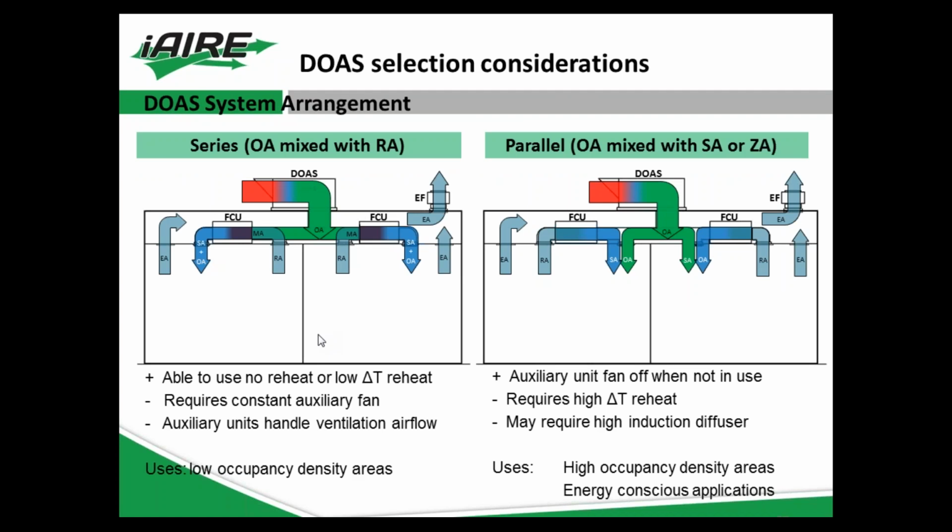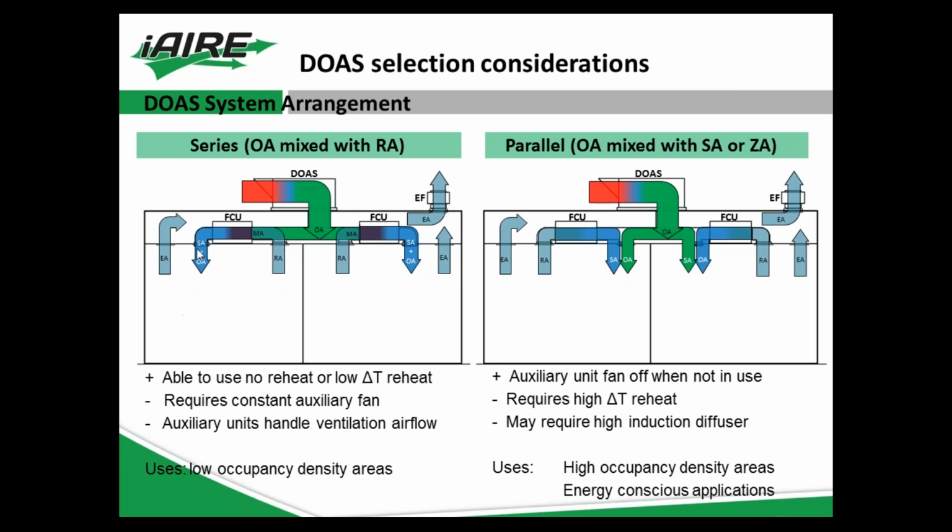So here are the two different DOAS system arrangements. So you have a series arrangement or a parallel arrangement. And again, there are pros and cons to both, but what a series arrangement is you're going to have the DOAS unit feed directly to the ancillary units in each space. So the return air and the fresh air from the DOAS unit will mix and then be treated by, in this example, fan coil units, and then supplied to the space.